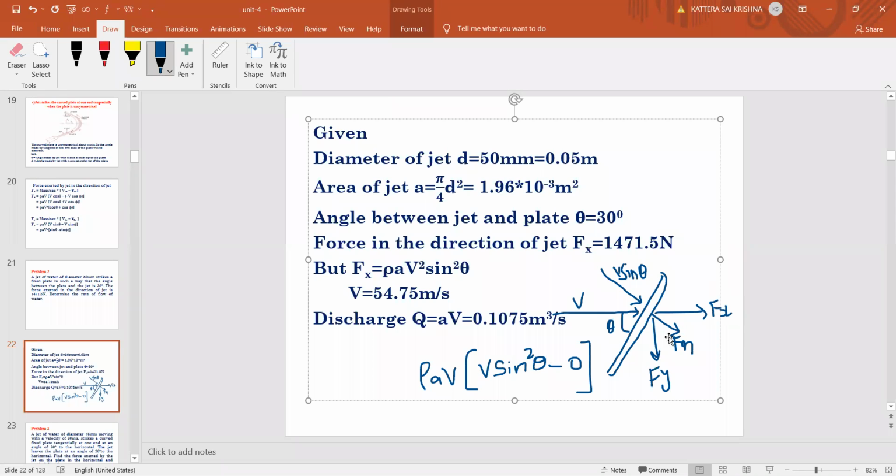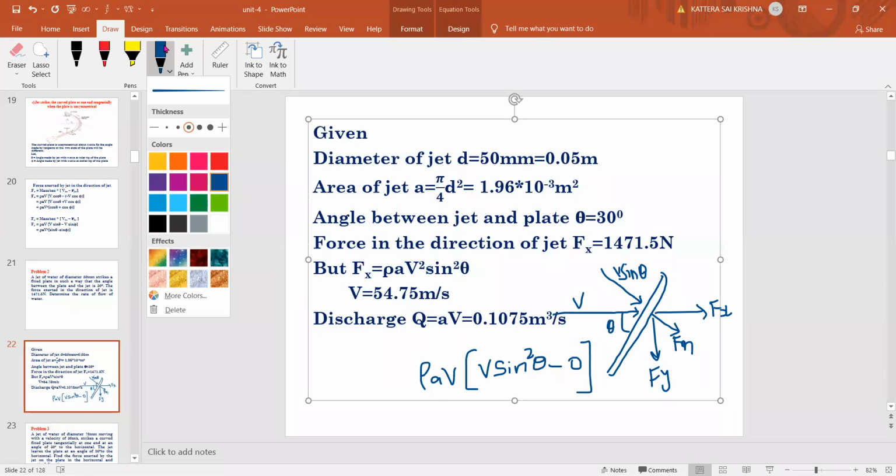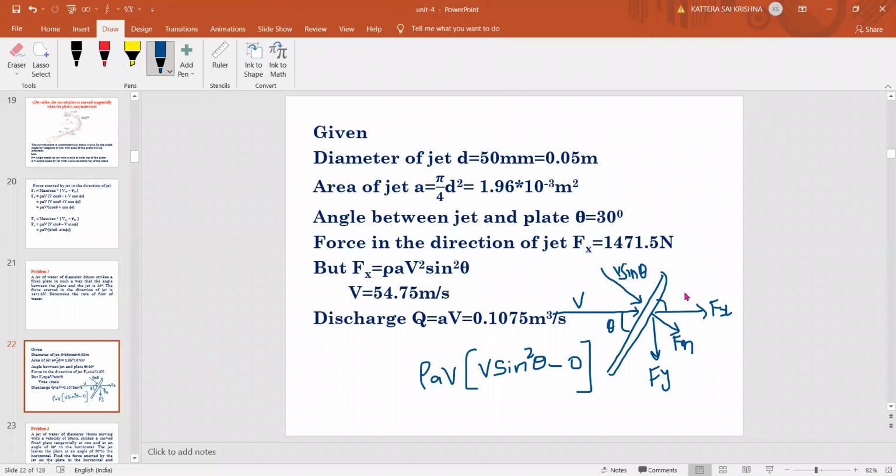Then if you want Fx, here you can see, this angle here is theta. So the opposite angle also will be theta here. This one. Opposite angle is again theta. So what is this? This is 90 minus theta. So Fx is written as Fn into sine of 90 minus theta. That also I can use. So again you get the same thing, this one.